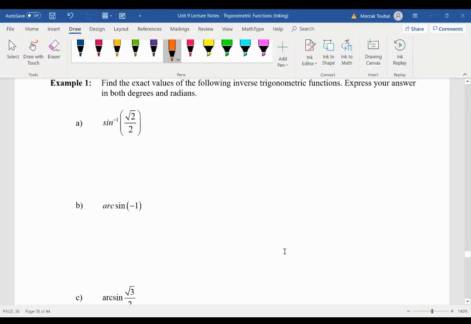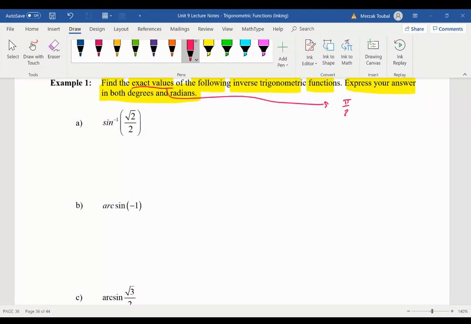So let's work on the example. Example one says, find the exact values of the following inverse trig functions. Express your answer in both degrees and radians. So what we mean by the exact values, it means we don't want to write, for example, if the answer is pi over 2, we write pi over 2, we don't write 1.57 and so on. This is what he means, like an approximation. We're not going to write an approximation, we write an exact value. Okay.